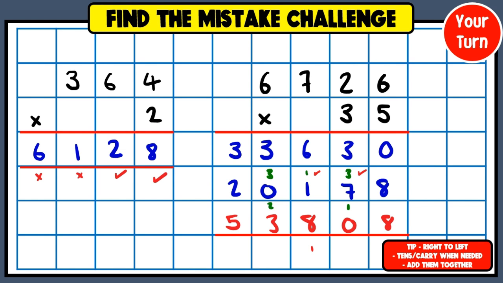5 times 7 is 35. 35 add 1 is 36. I seem to put my 6 there. I've got my 3 where it needs to be to carry over. And finally, 5 times 6 is 30. 30 add 3 is 33. Okay, so the whole top row is correct. I can see that now. That's fine. Let's move on to the next one.